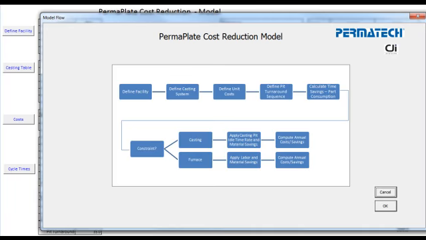Thanks for joining us. We'll make a brief presentation to describe how Permatech and CGI Systems calculates potential savings for using the new PermaPlate transition plates from Permatech.